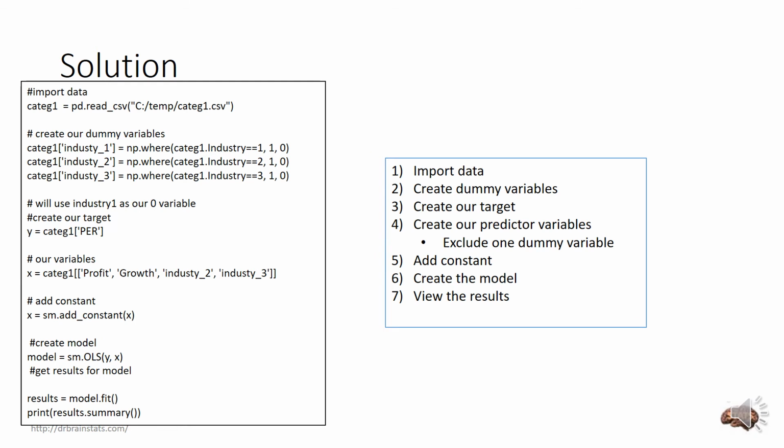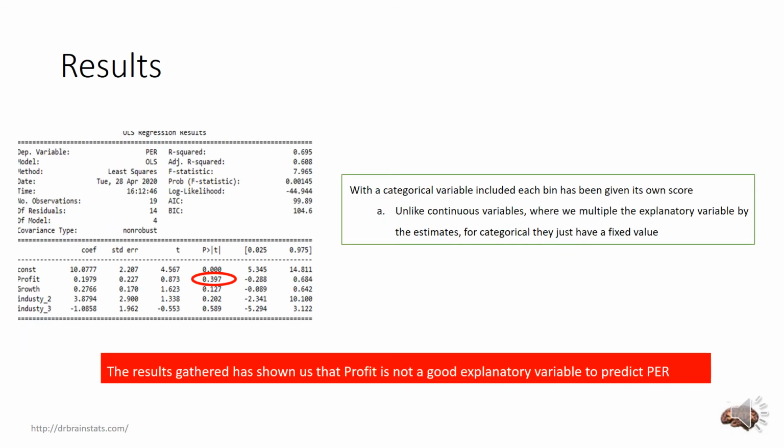And now we're on to our solution. Well, as before, we would import the data, but before setting our target, we will create our dummy variables. Then we proceed as before. And this is our results. With a categorical variable included, each bin has been given its own score. Unlike continuous variables, where we multiply the explanatory variable by the estimate, for categorical variables they have a fixed value.